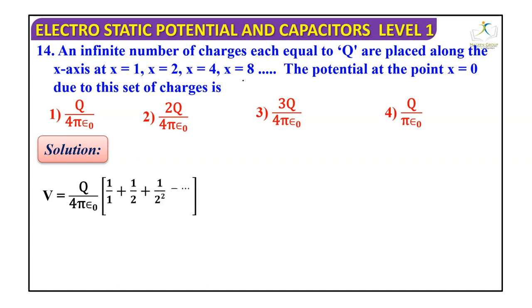So we know that V is equal to Q by 4 pi epsilon naught. Now this is given in GP form. So we just use the formula for GP and get the result, which is option 2.